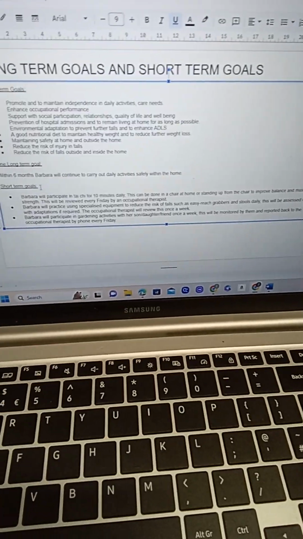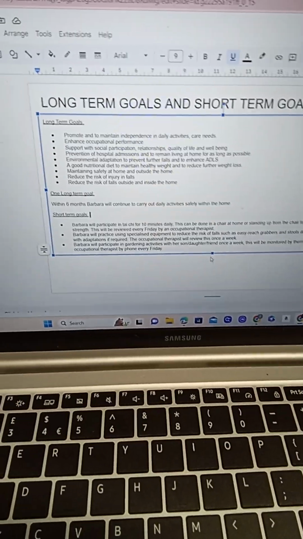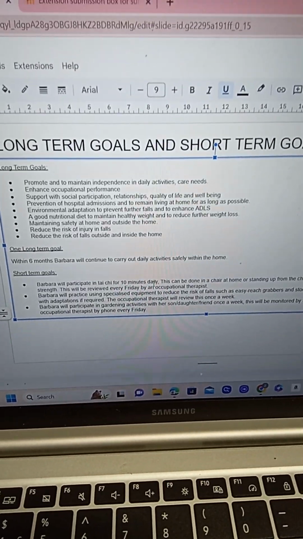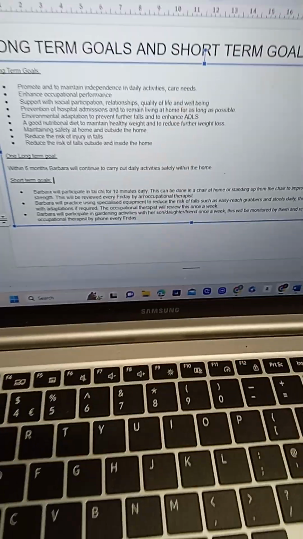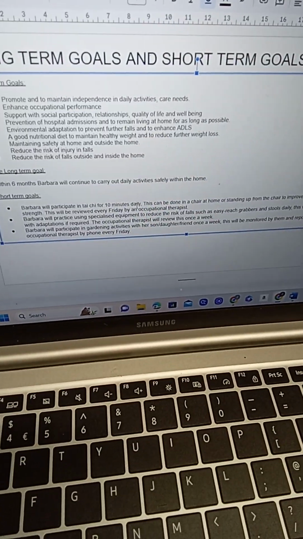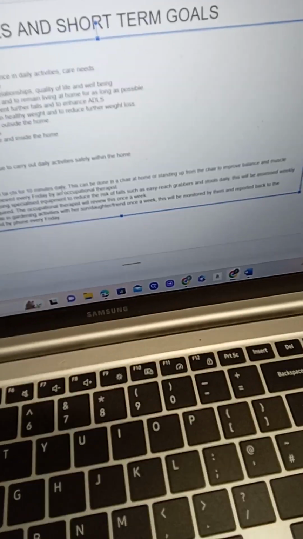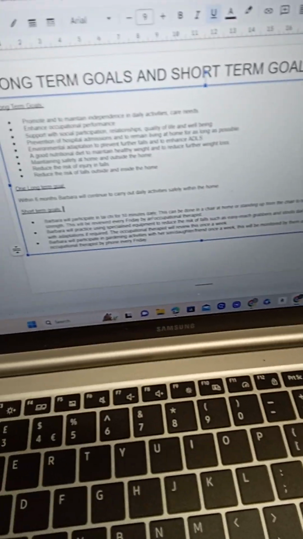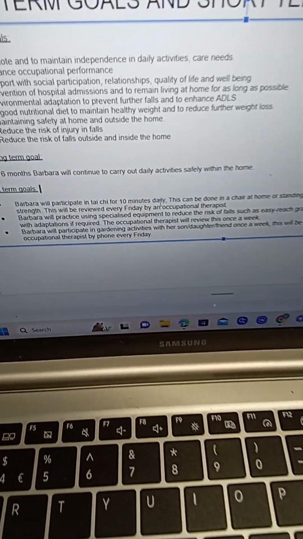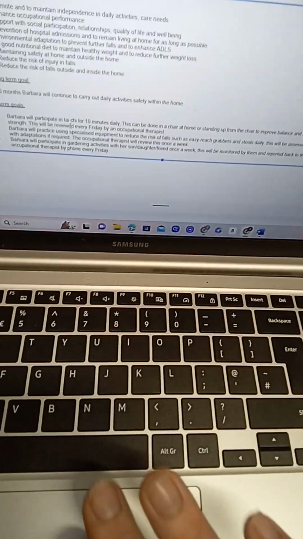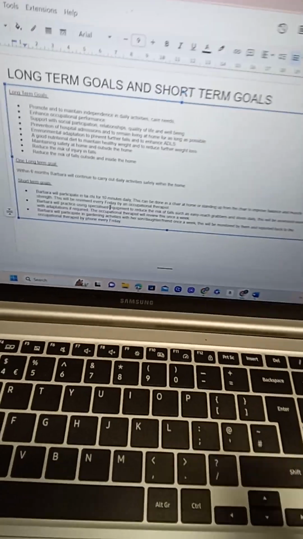One long-term goal I chose is within 6 months, Barbara will continue to carry out daily activities safely within the home. So some short-term goals. Barbara will participate in Tai Chi for 10 minutes daily. This can be done in a chair at home or standing up from the chair to improve balance and muscle strength. This will be reviewed every Friday by an occupational therapist. So using these exercises have actually been known to improve, interventions and really engage well with elderly.